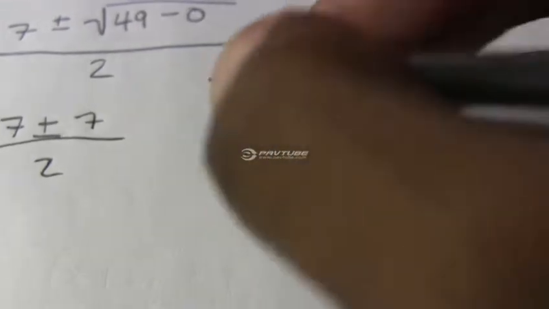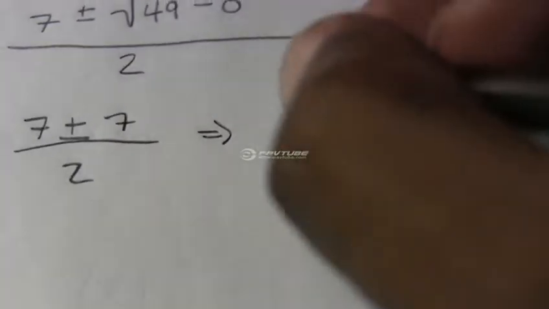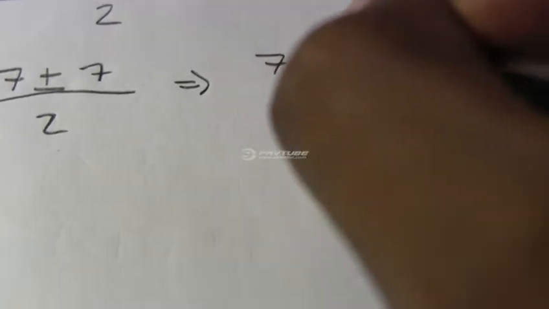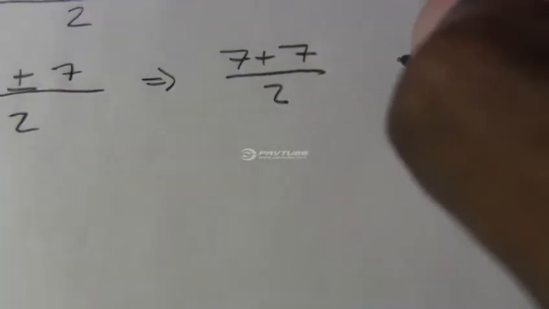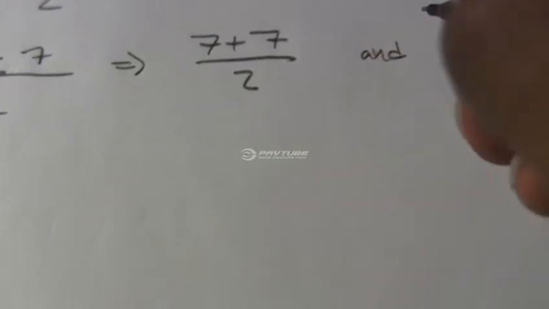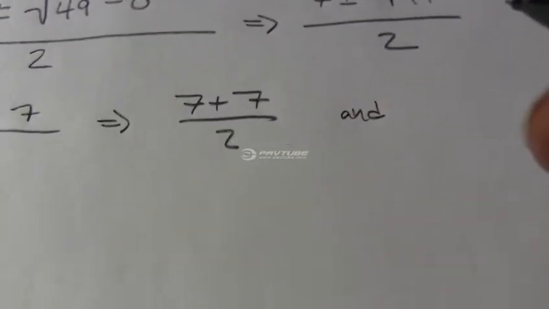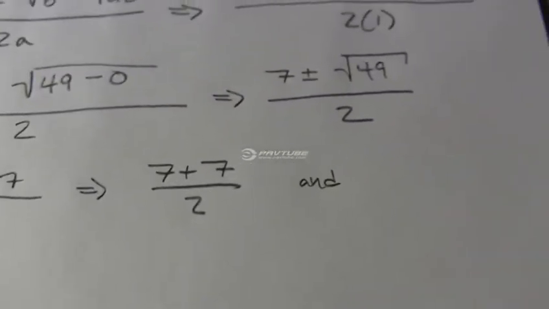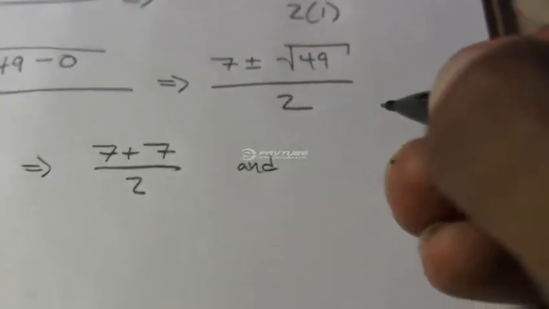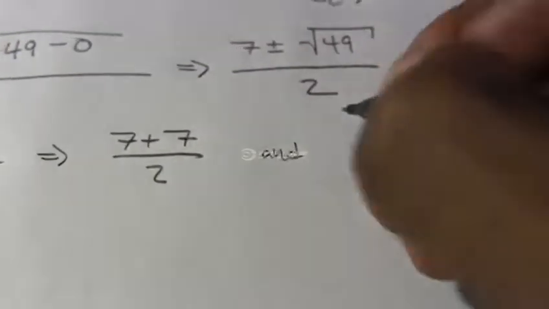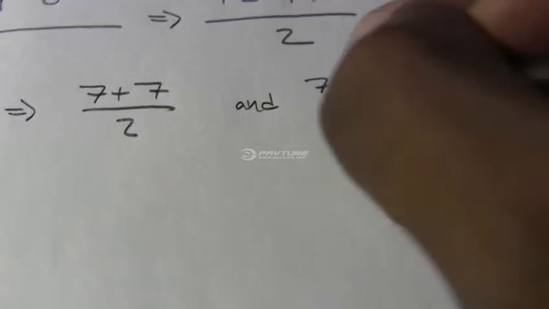That's important. Okay, so now you can break it up into the 2 unique answers. So you've got 7 plus 7 over 2, right? And that's important again because it's both. It's not or. It's not 2 or 1. It's not 1 or 3. It's 1 and 3, right? It's both of them. Both answers are right. It's a plus and a minus. And then we've also got the 7 minus 7 over 2.